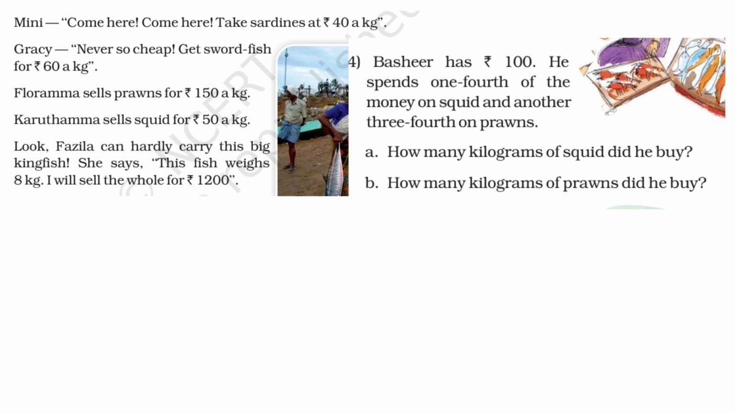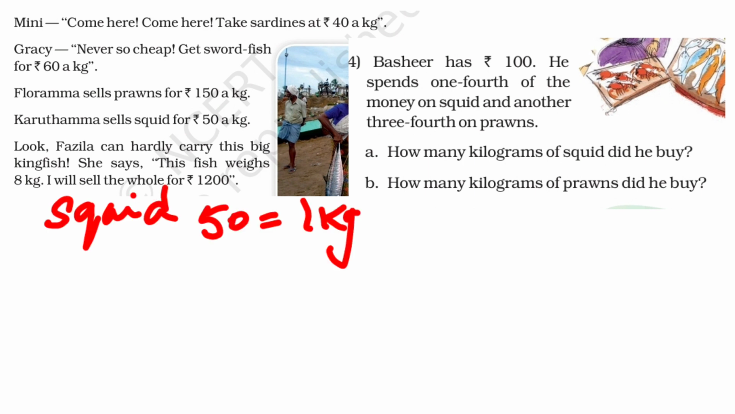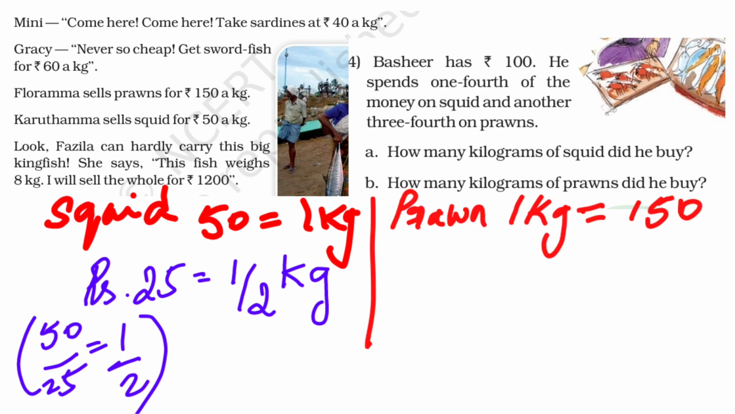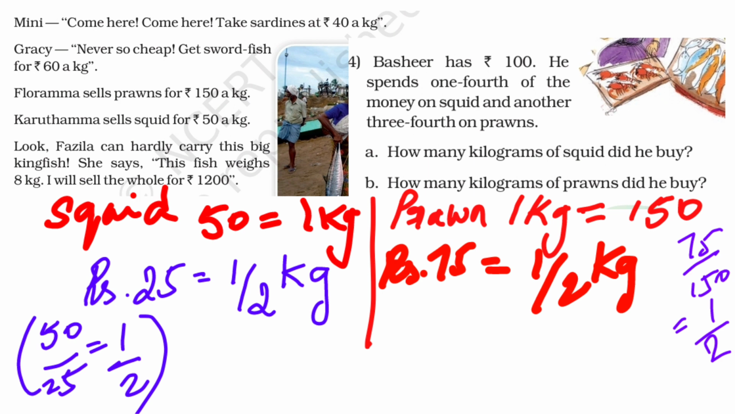So how much squid is he buying? First, let's check. He has 25 rupees. So squid at 50 rupees is 1 kg. So for 25 rupees we will get half a kg. And he has a balance of 75 rupees and 1 kg of prawn is 150 rupees. So if we divide 75 by 150 it is 1 by 2, again half a kg. So he is going to buy half a kg of squid and half a kg of prawns.